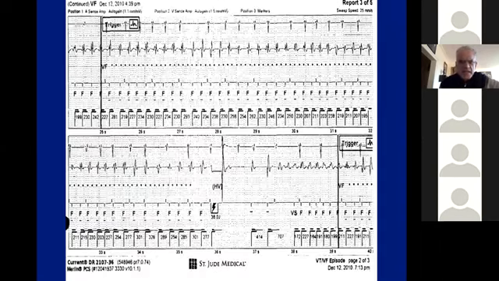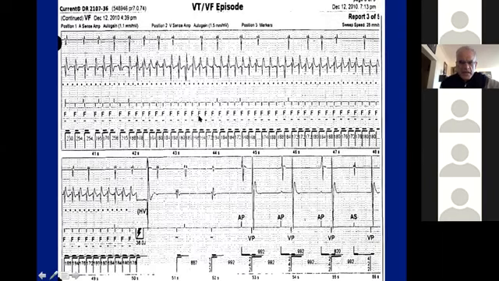Let's see what happens next. So then it actually restarts again. And here's another shock. It terminates it. What happens next? Another PVC, it restarts. And then continues, another shock, and finally sinus rhythm is restored. So this is an example of kind of relentless VT requiring multiple shocks. VT-VF, I would say.